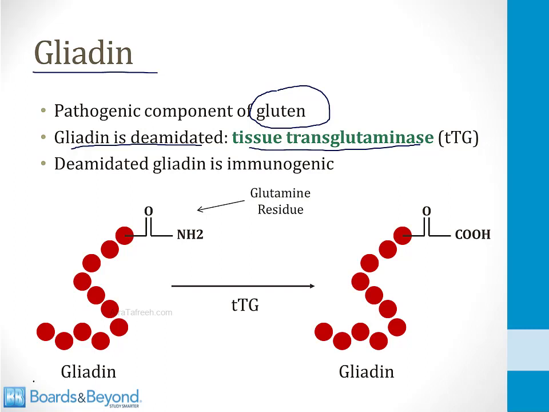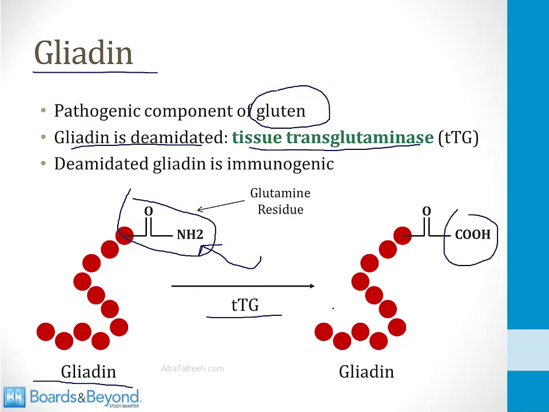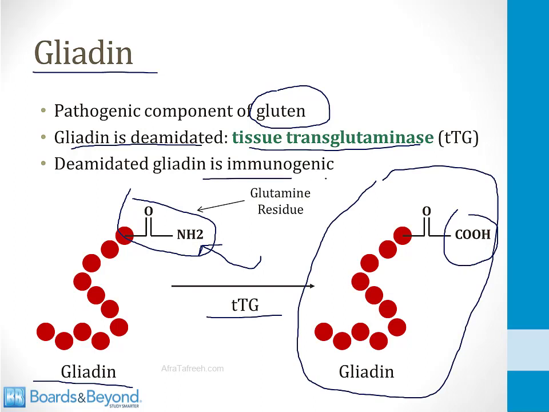On the left side of the screen is a depiction of the protein gliadin. And found within this protein are glutamine residues, as I've shown on the screen. Tissue transglutaminase removes the NH2 group, that's called the deamidation reaction, and converts it to a COOH group. And it is gliadin in this form, the deamidated form of gliadin, that is immunogenic and triggers celiac sprue.